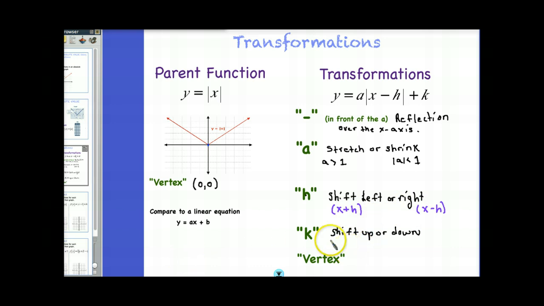Now let's finish off with our vertex. Our vertex is very important, and without making a graph, I can find the vertex just from looking at my equation. My vertex is always going to be opposite h value and then the k value. And remember, it's always opposite h value because of what we did here to figure out our shift left or right. So if I had a function that was x minus 2 plus 3, my vertex would be positive 2 and positive 3. And we'll do some examples.